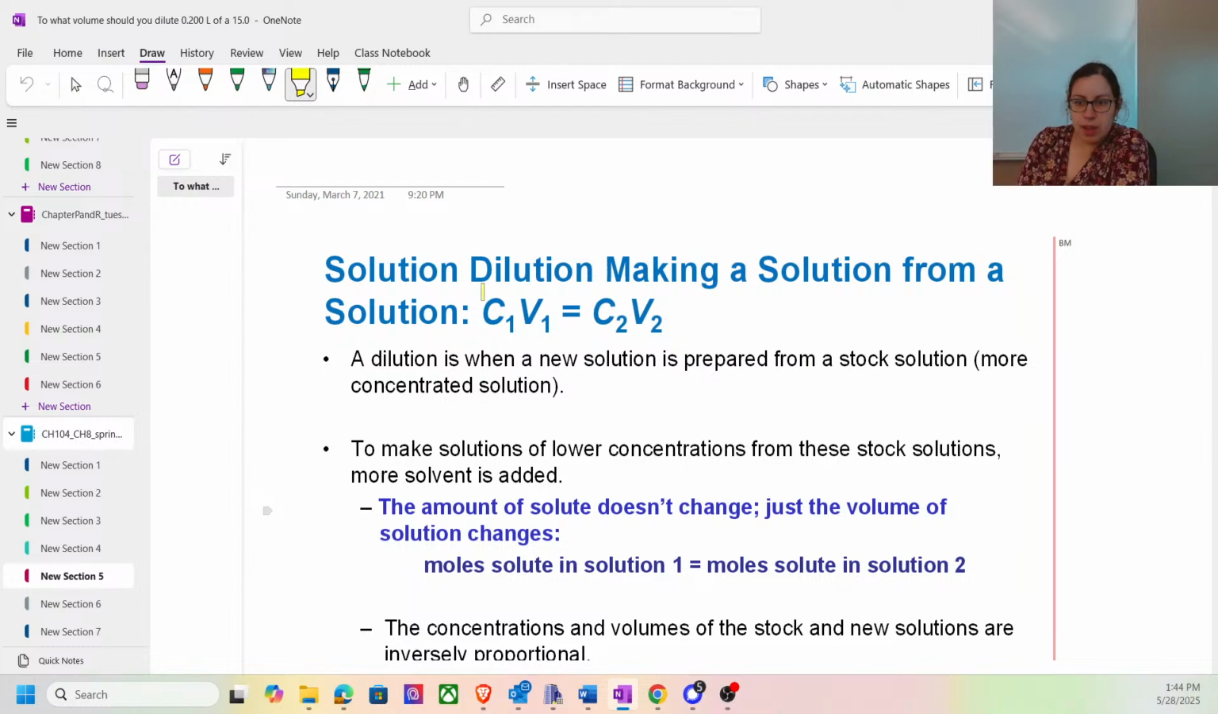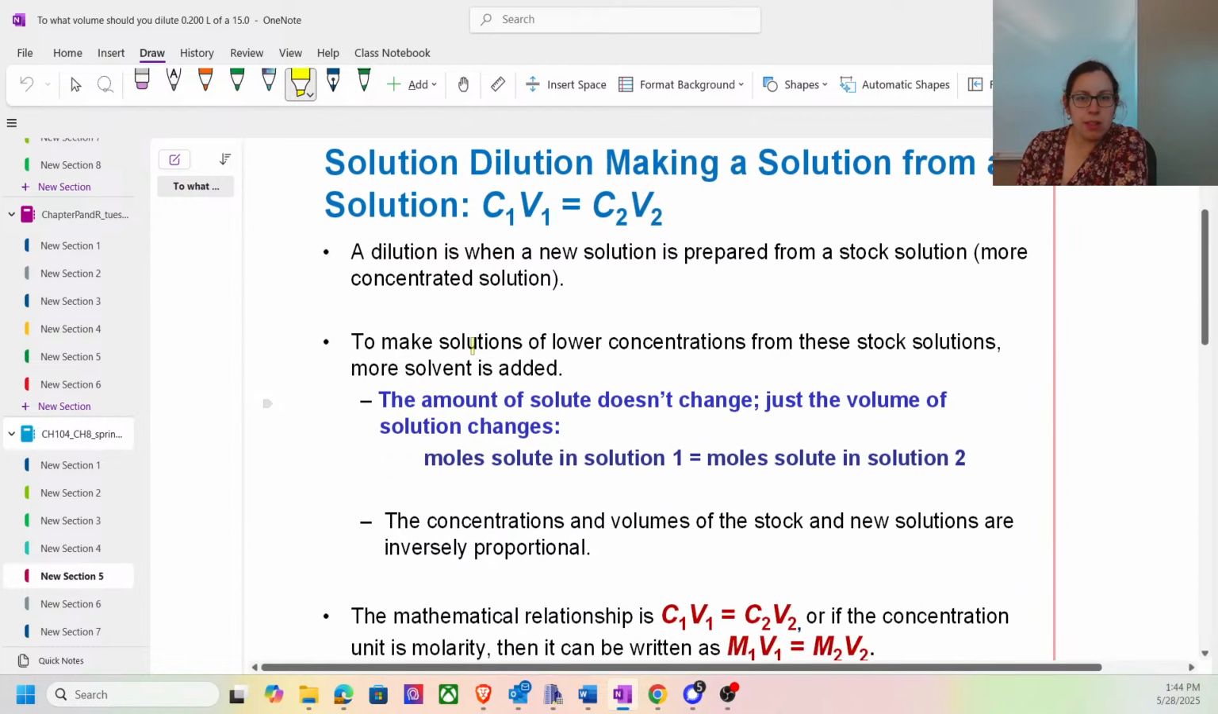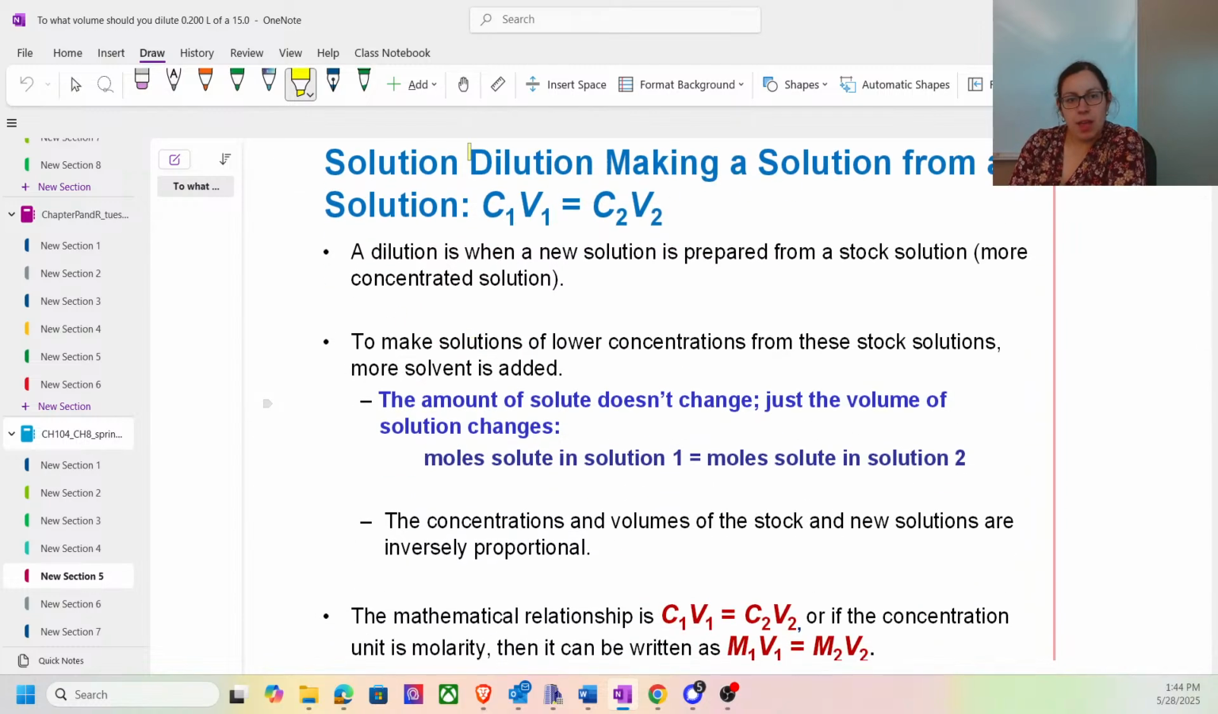All right, so we have diluting. And again, this is something that the stockroom does all day, every day. This is just the most general form of the formula: whatever your first concentration is times your initial volume equals your new concentration times whatever desired volume.